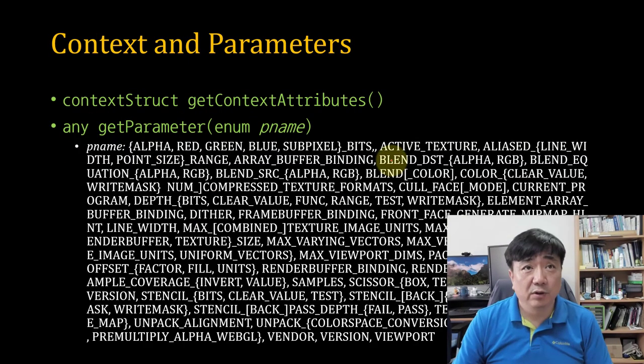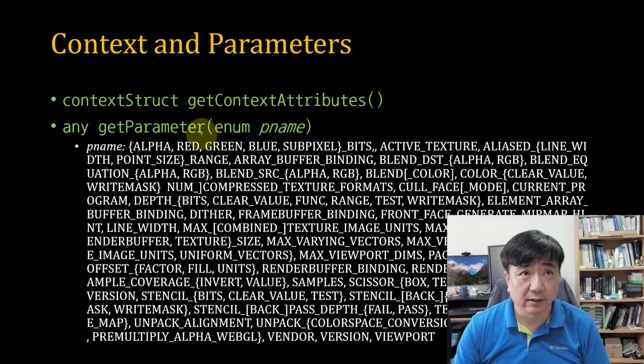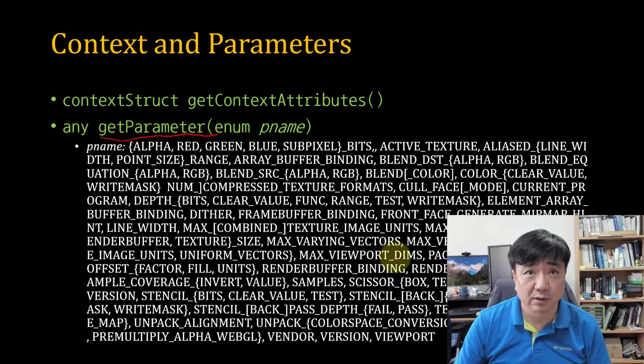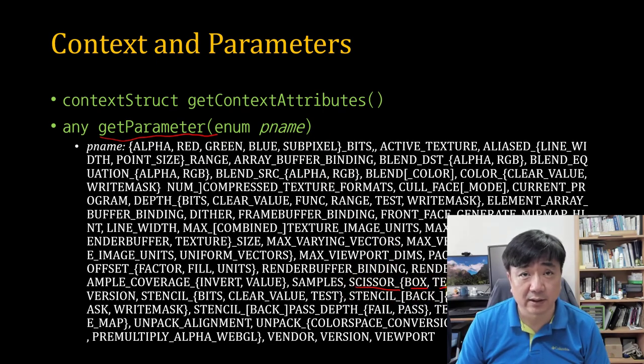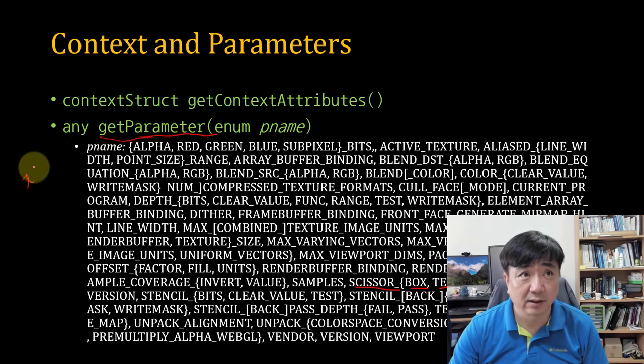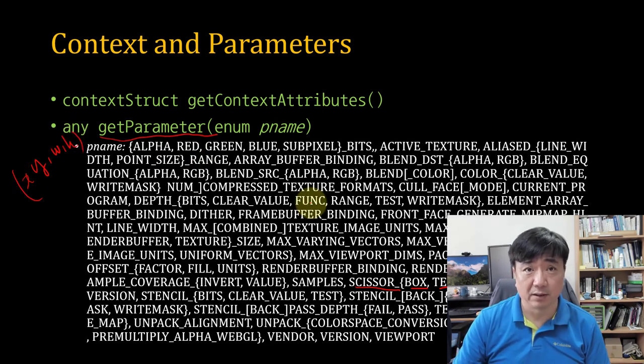Okay, if you want to know the context status, then we can use the getParameter API. There are so many parameters. For example, scissor: it will return the scissor box and scissor test. If we query getParameter with the scissor test, then it will return enabled or disabled. Or if we call getParameter with the scissor box, then the box, the start x, start y, width and height will be returned by the getParameter function. So there are so many things to control.